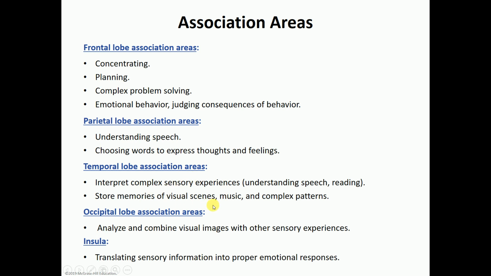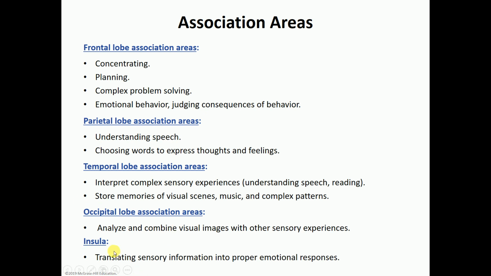Okay, so the different scenery, the different music, and so on. The occipital association area, that's where we analyze and combine visual images with other sensory experiences. So again, watching a movie, you're using your occipital lobe, but analyzing the movie, thinking about, did this bring back memories or trigger things in me? Does it motivate me to be better, and so on? All of these different deeper analyses of that visual experience would be due to the occipital association area.